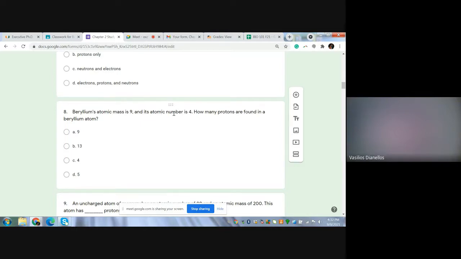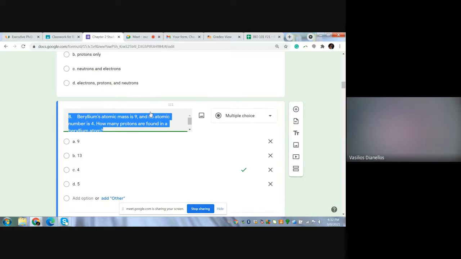But in this case, they say how many protons are found in a beryllium atom. And it's right here because what you need to know to answer this question is that the atomic number equals how many protons, right? That's what you need to know. So any questions about number 8?